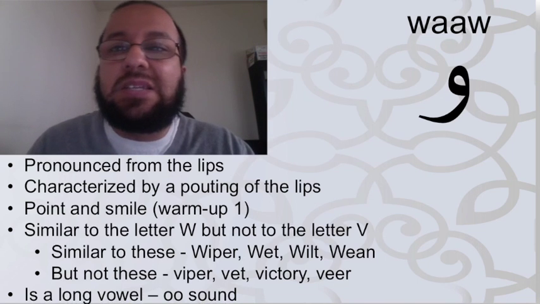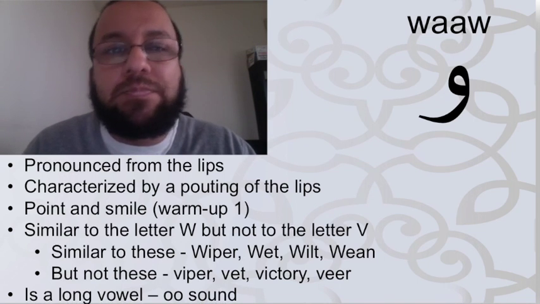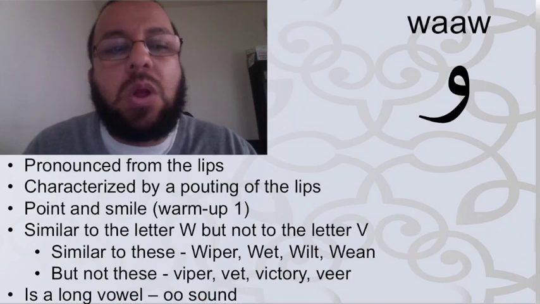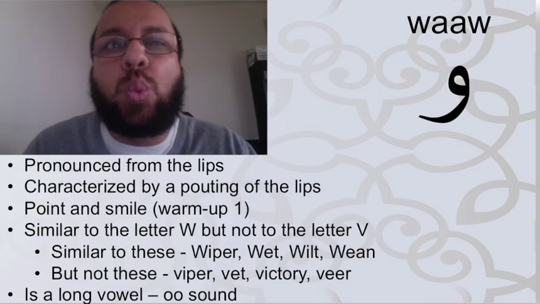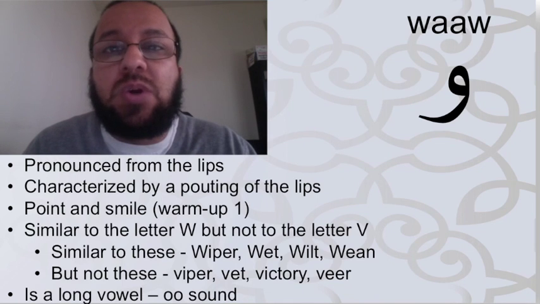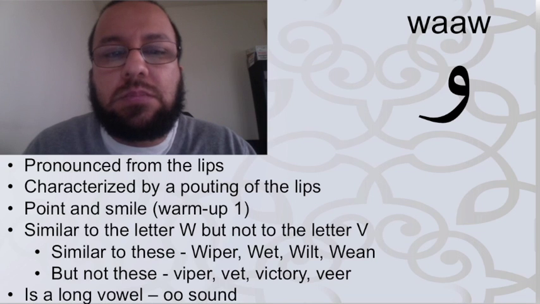This is the letter wa. This letter is pronounced from the lips. Notice that I'm pouting my lips. It is characterized by a pouting of the lips. So you go like this. Wa. Wa. Wa.